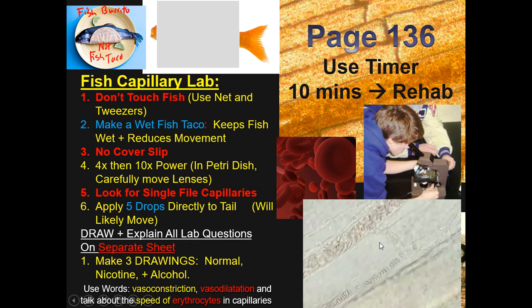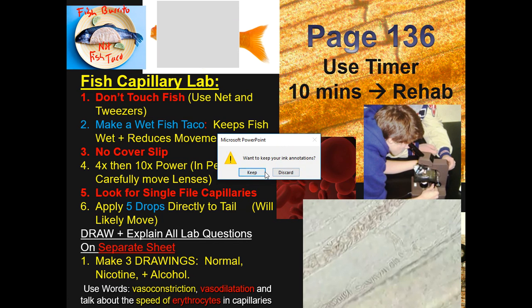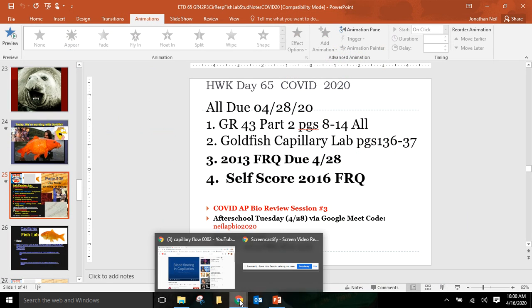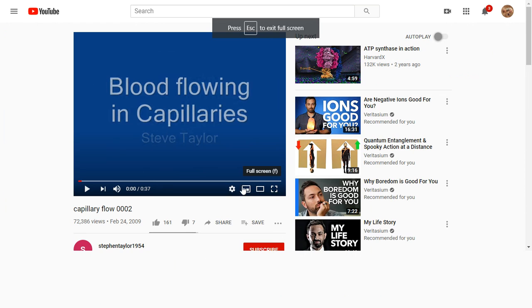And the neat thing is when you do that, you can actually see under the microscope their blood cells moving through. And I'll show you this quick video so that you can get an idea of what it would have looked like if you could see it. This was made by Stevie Taylor. He was a 7th grader, and some seniors have trouble doing this stuff.